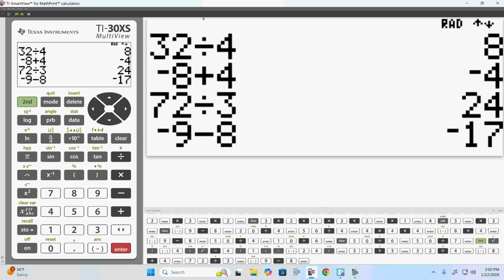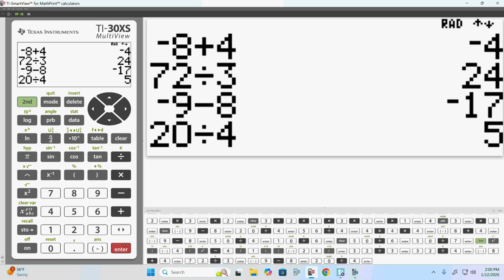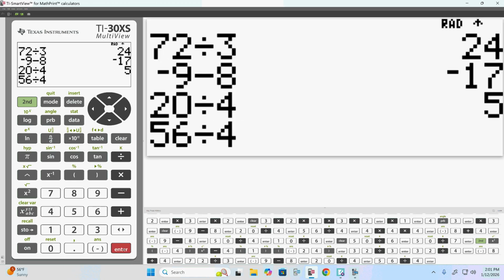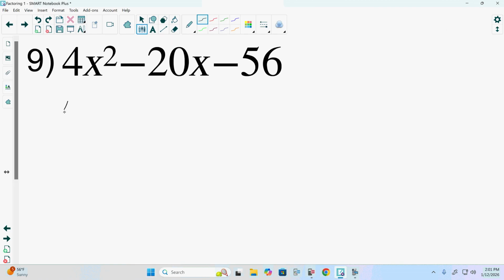So that's what I would check first. See if 20 is divisible by 4. It is. 56 is also divisible by 4. So it tells us that the greatest common factor is 4. So we're going to remove it from all three terms.